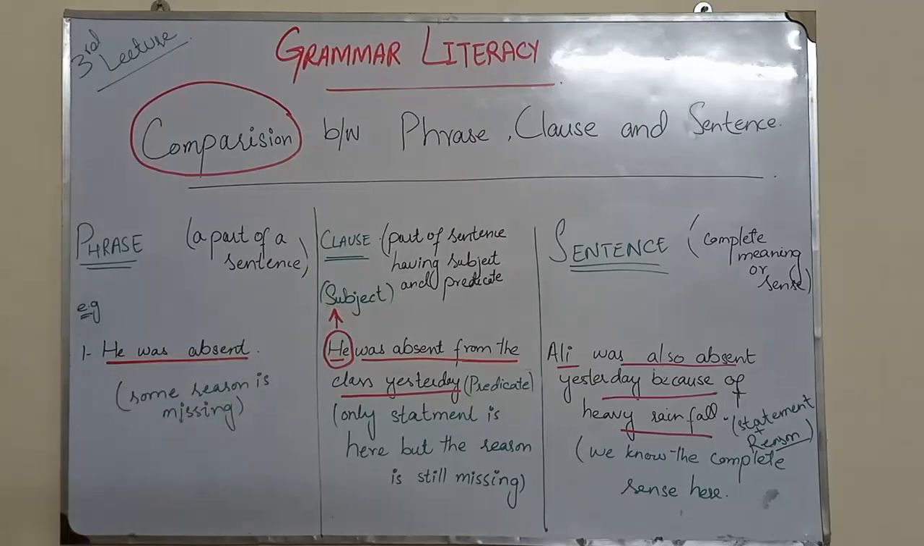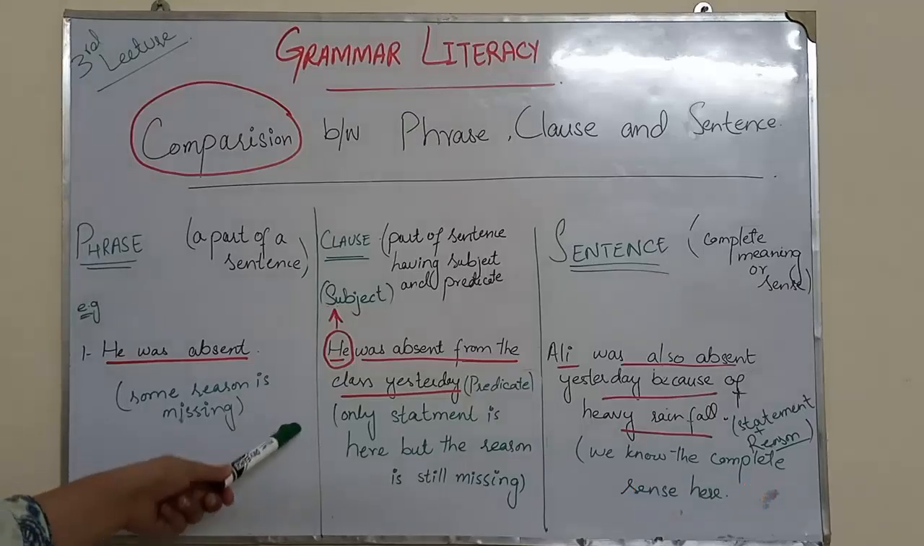Now, what is a subject? The doer of the action, a person who did something or who is going to do something or who is doing something, or you can say the thing that performs some action, that is the subject. Towards what the subject is addressing, the rest part is called the predicate.